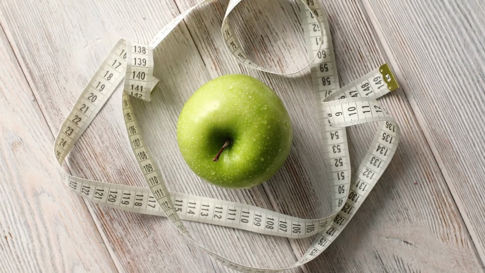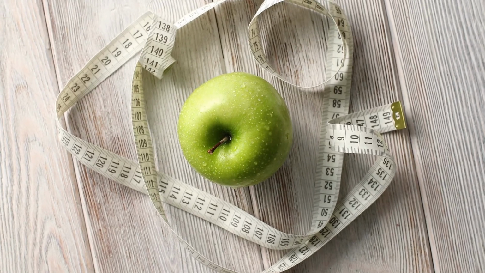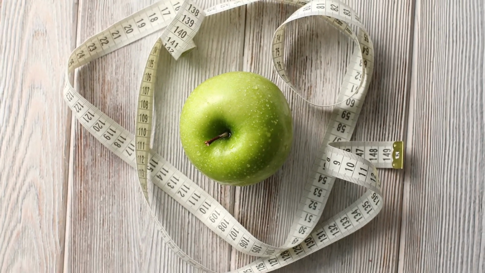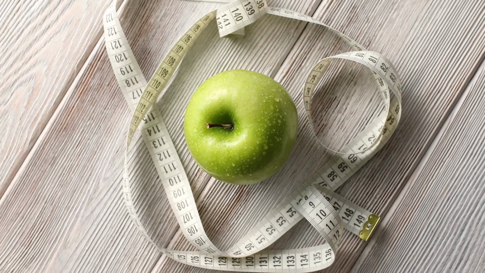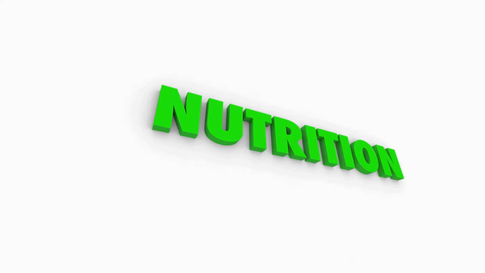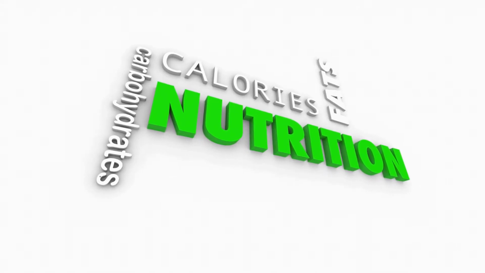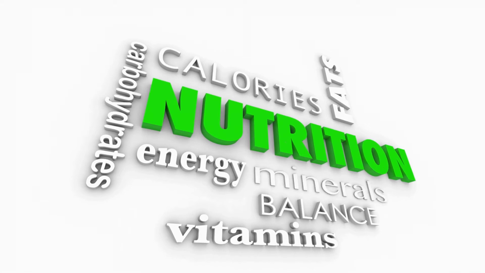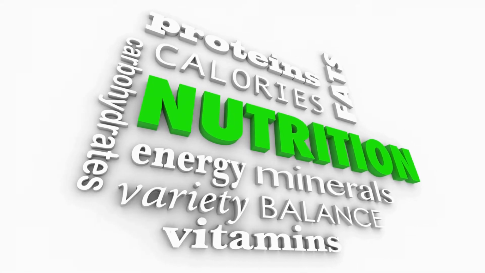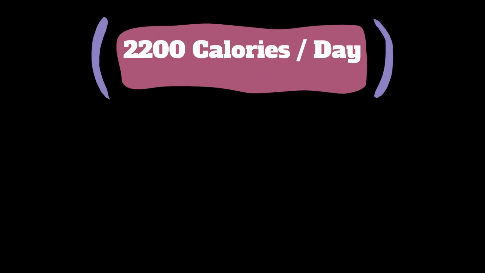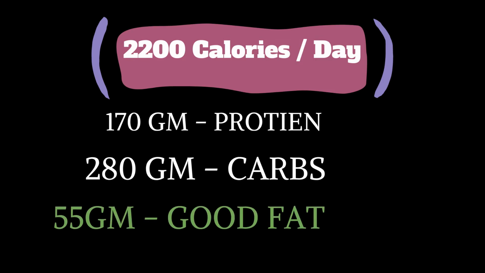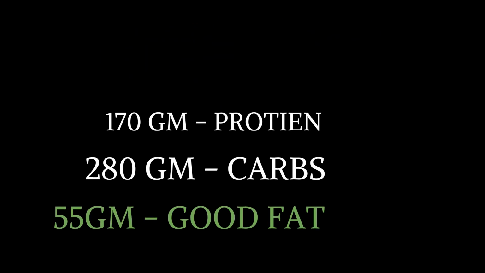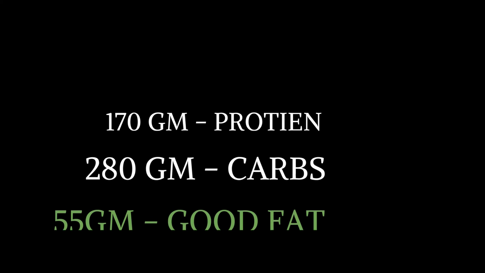The diet plan template we are going to see in this video can potentially reduce 0.5 to 1% of total body weight per week without any extra effort put into workouts. In this video, I'm taking general numbers in terms of calories, protein, carbs, and fats that would be provided through food each day. For example, I'm going to consider a diet plan targeted for 2,200 calories, which has 170 grams of protein, 280 grams of carbs, and 55 grams of good fat.